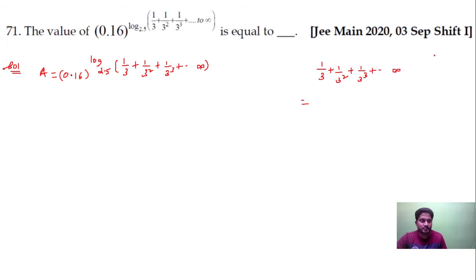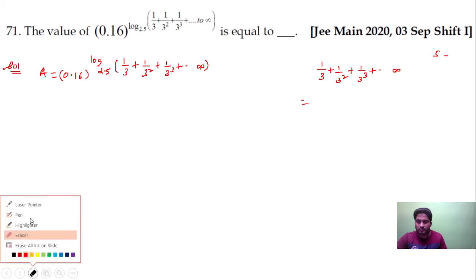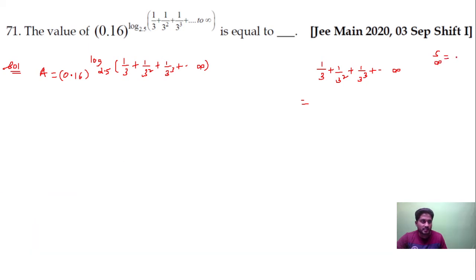This is in GP. S infinity is equal to A divided by 1 minus R. A will be equal to 1 by 3, divided by 1 minus R, where R is 1 by 3. If I simplify, 1 minus 1 by 3 is 2 by 3, so I get 1 by 2. S infinity is equal to A divided by 1 minus R, so this entire series will be equal to half.